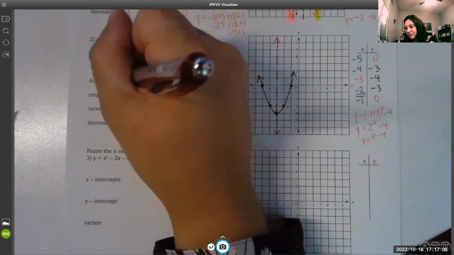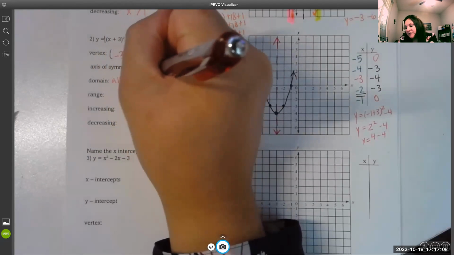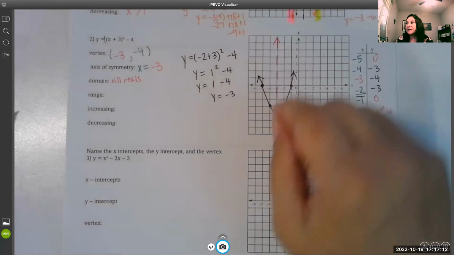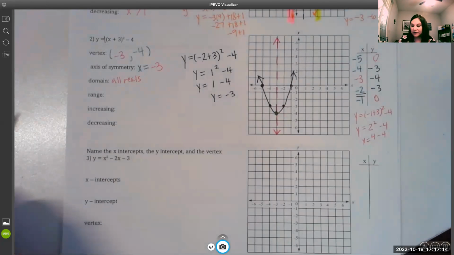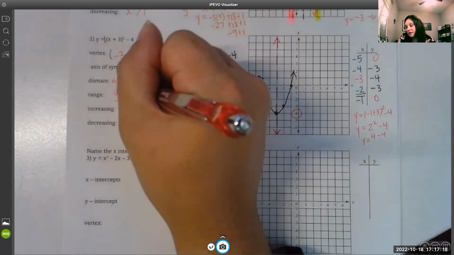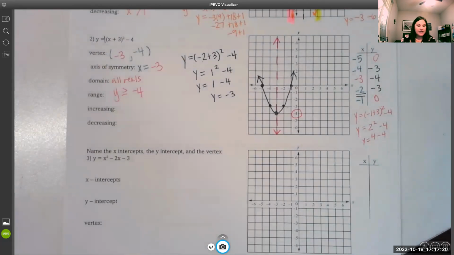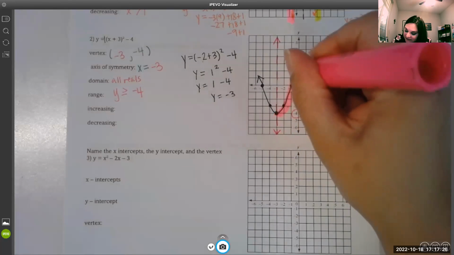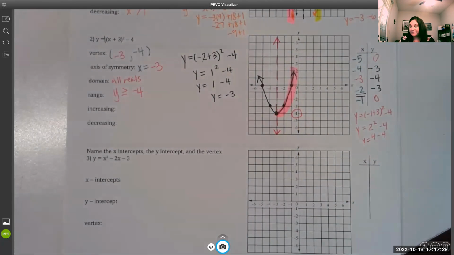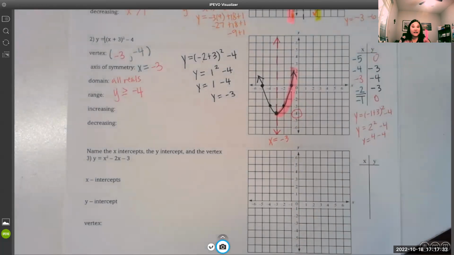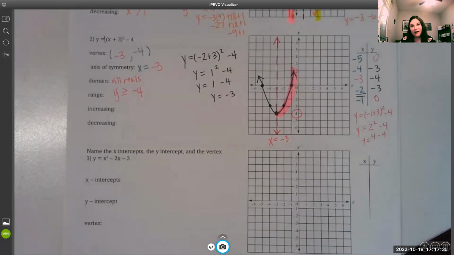Domain is the same, all reals. The range is a greater than range because they're all greater than or equal to this value of -4. And so the increasing interval is going to be from this side of x equals -3. So that's the one I'm going to see if you can remember.